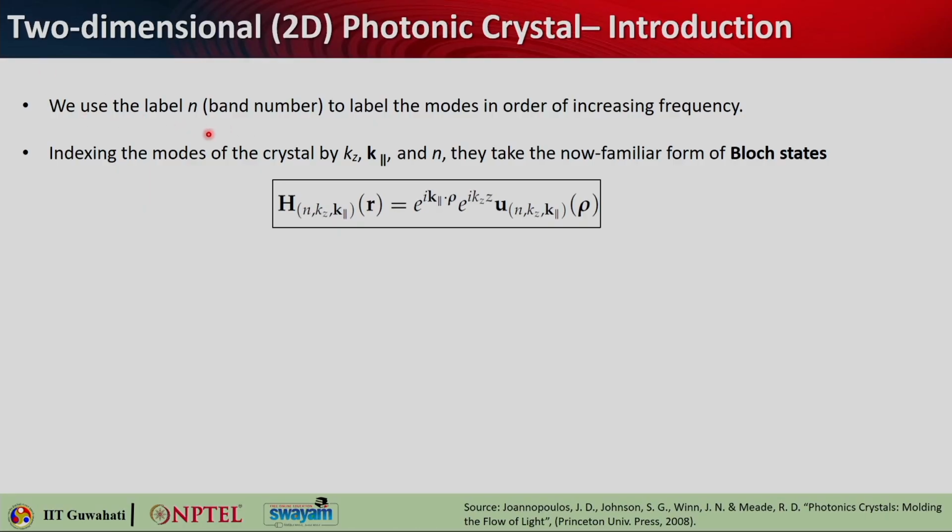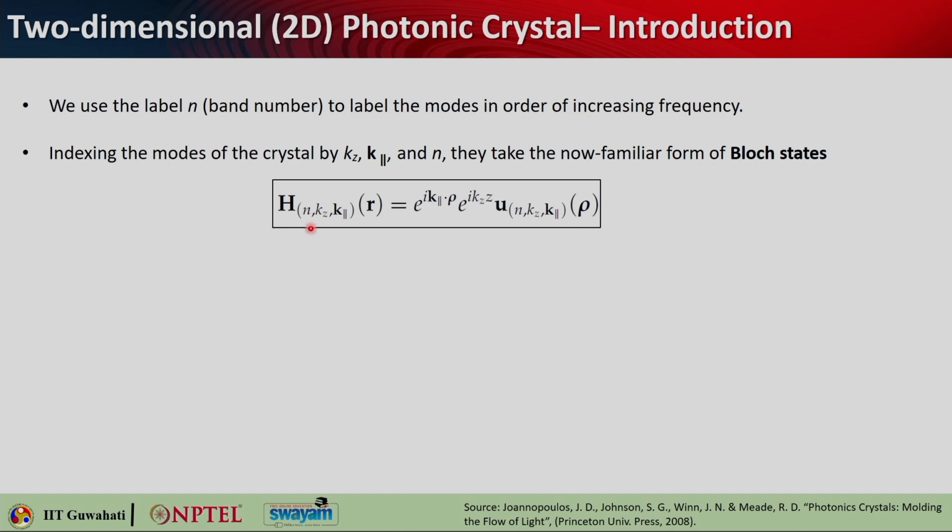So, let us now use the label n, the band number, to label the modes in order of increasing frequency. So, indexing the modes of the crystal by kz and k parallel. You understand, the kz are basically those modes which are lying along the z direction. k parallel will be the modes lying in either x or y, that is the parallel plane, and you can use this label n, right. And when you put them, they take the familiar form of the Bloch states.